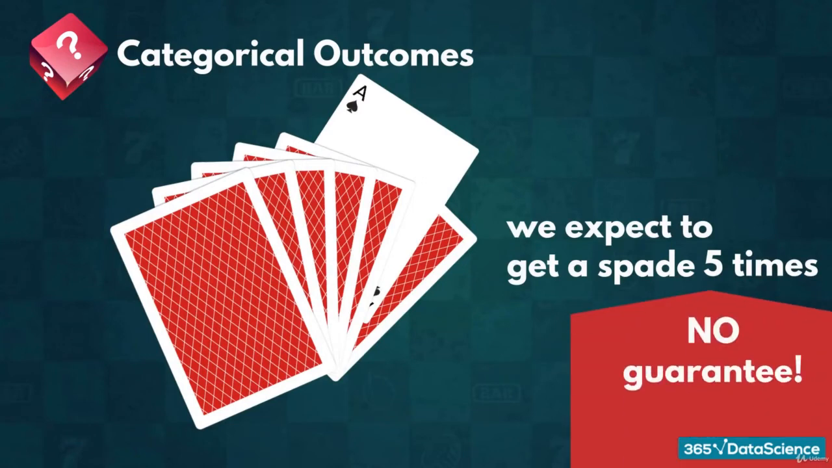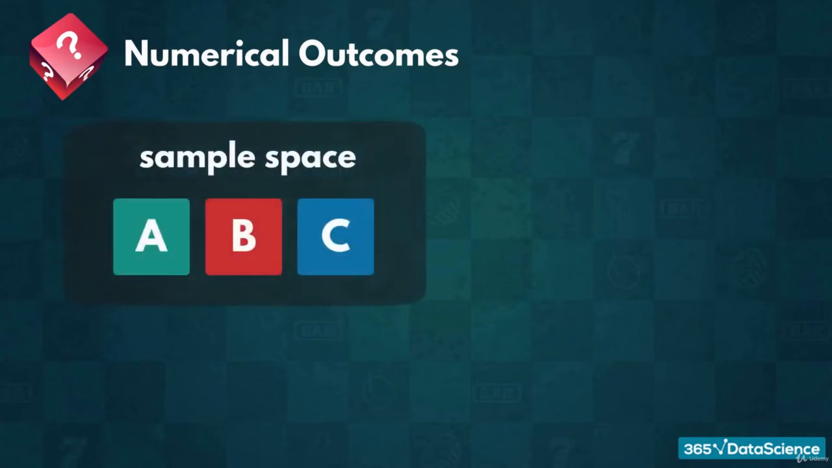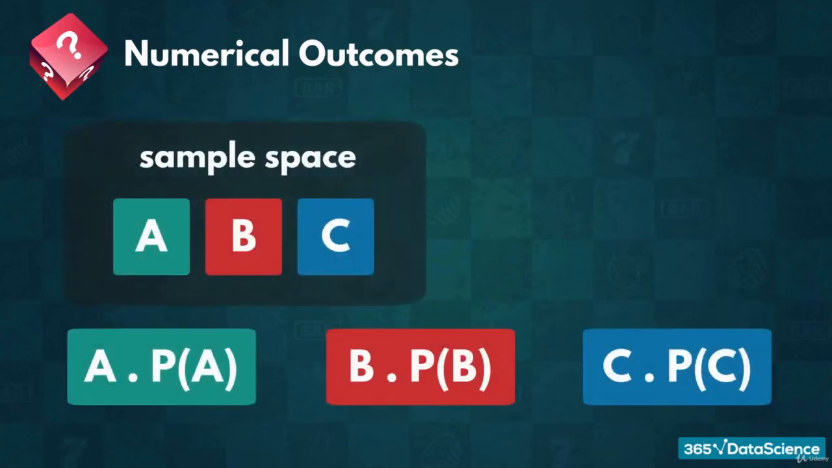However, nothing guarantees us getting a spade exactly 5 times. Realistically, we could get a spade 4 times, 6 times, or even 20 times. Now, for numerical outcomes, we use a slightly different formula. We take the value for every element in the sample space and multiply it by its probability. Then, we add all of those up to get the expected value.